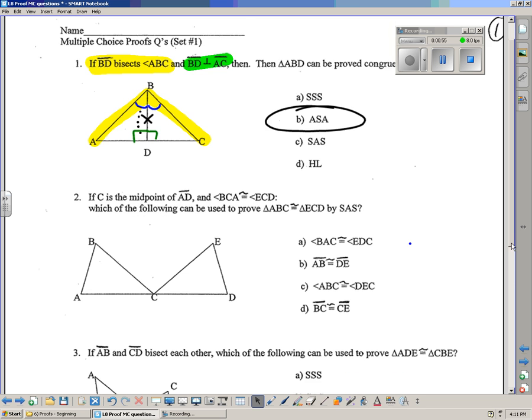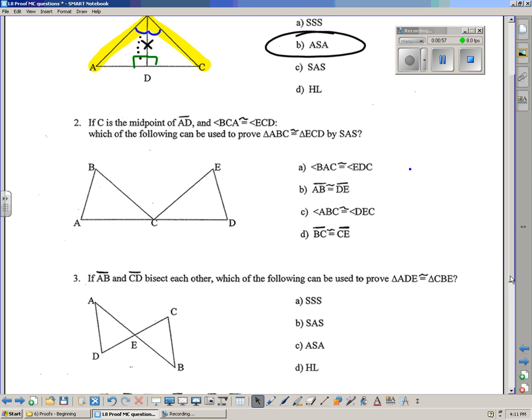Number 2 says if C is the midpoint of AD, then from there, we would get AC congruent to CD, and angle BCA is congruent to angle ECD. We would be able to mark those off. It says which of the following can be used to prove the two triangles congruent by side angle side.